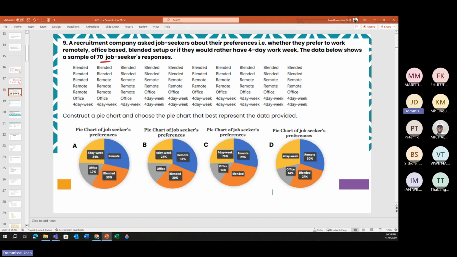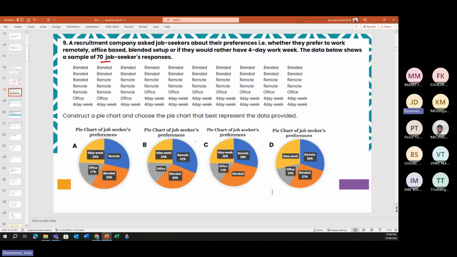and you now need to create or look at that data and say which one of these pie diagrams or charts are the correct one. Okay, so how I looked at this one is to say, okay, well, it is ranked, so all your blended is together, then all your remote, then all your office, and then all your 4-day week.